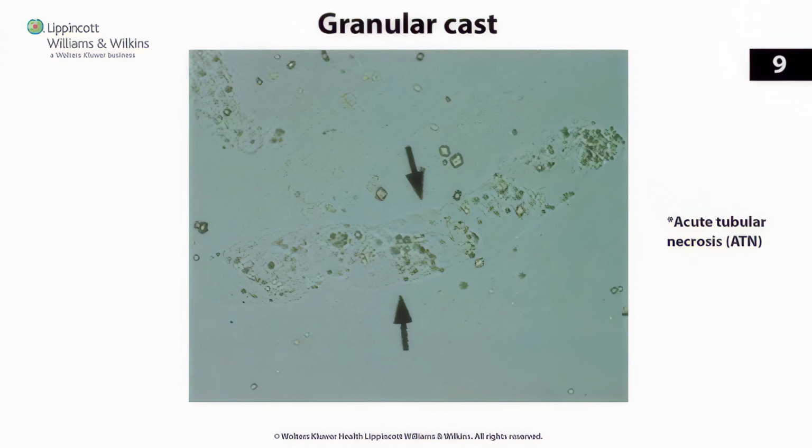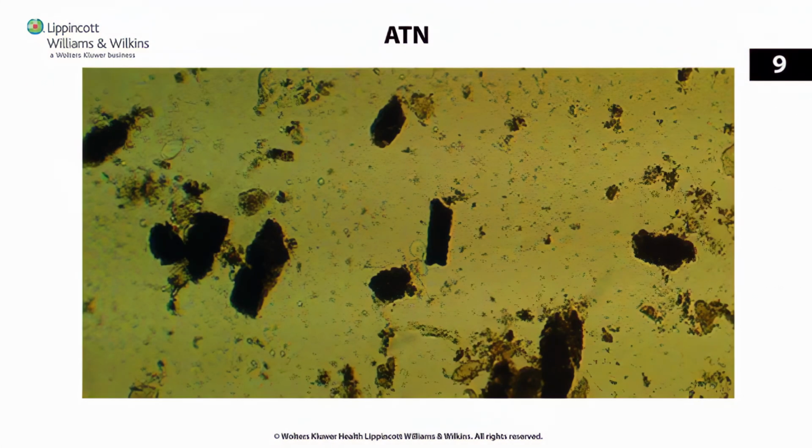So the debris embedded in the cast can be fine, like you see here, or it can be coarse. And the casts have a sort of dirty brown appearance, and they're sometimes called muddy brown casts. So when you see those muddy brown casts, think ATN.